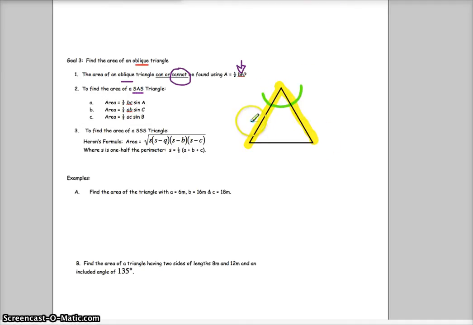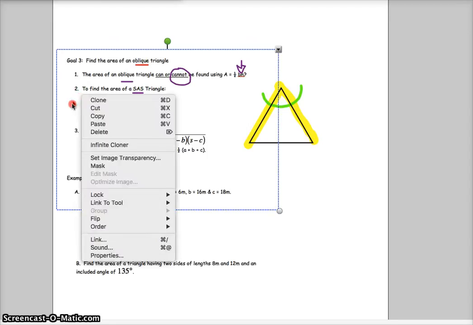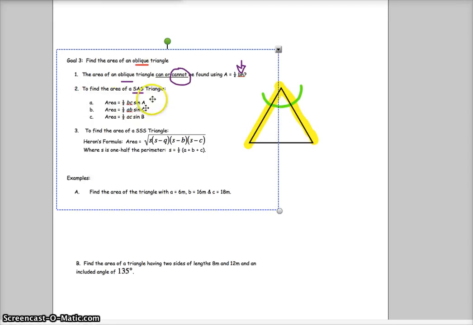If I mark an angle here in blue, this does not represent SAS. This would represent an angle and two sides that do not create the angle. So make sure you understand that SAS triangle is two sides and the angle between those sides. When you have this relationship between two sides and an angle, then you can use this formula to find the area.